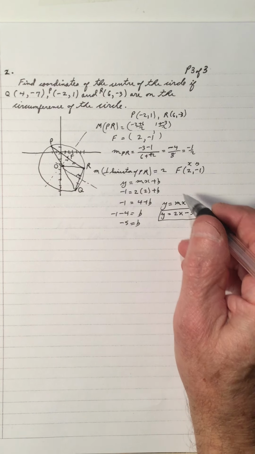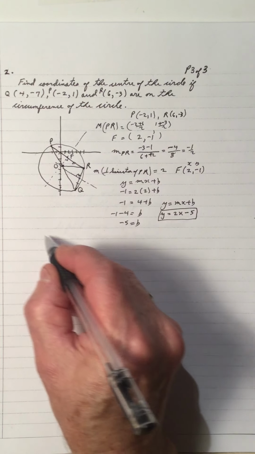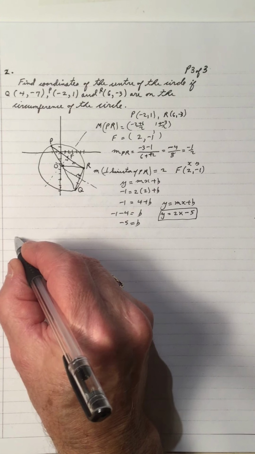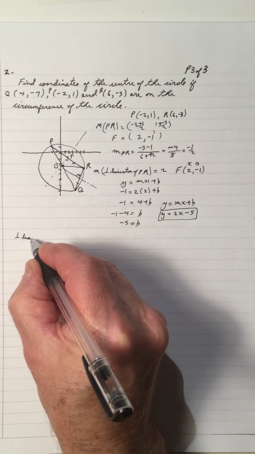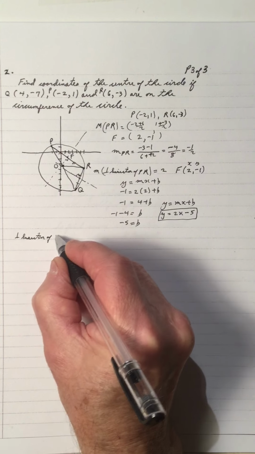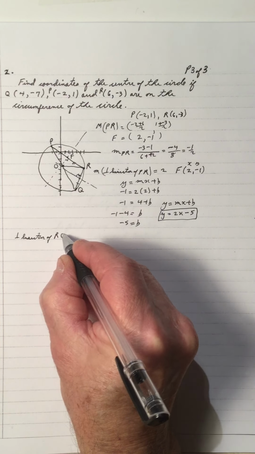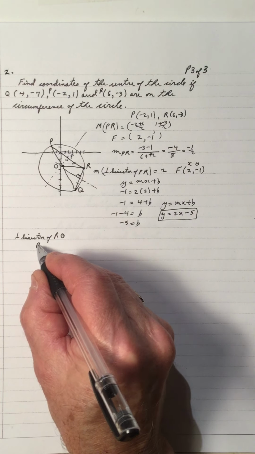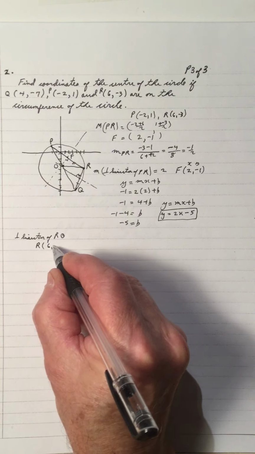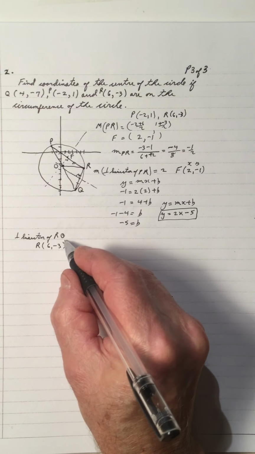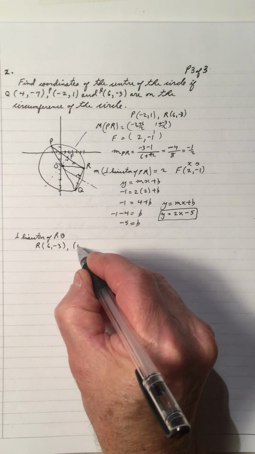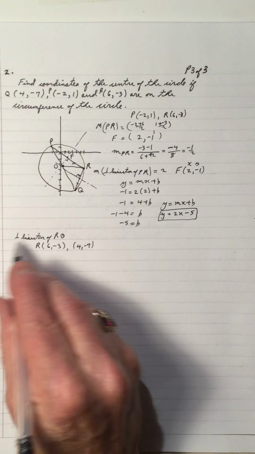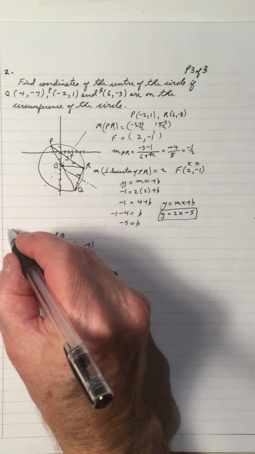Now we'll work on getting the perpendicular bisector of the other one. So let's work on the perpendicular bisector of RQ. R is 6, negative 3, and Q is 4, negative 7. So we're going to find the equation of the perpendicular bisector.